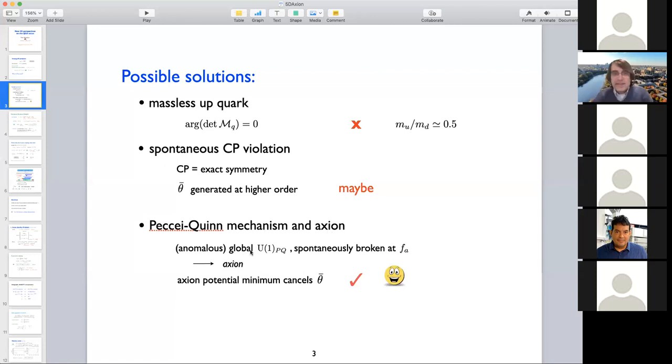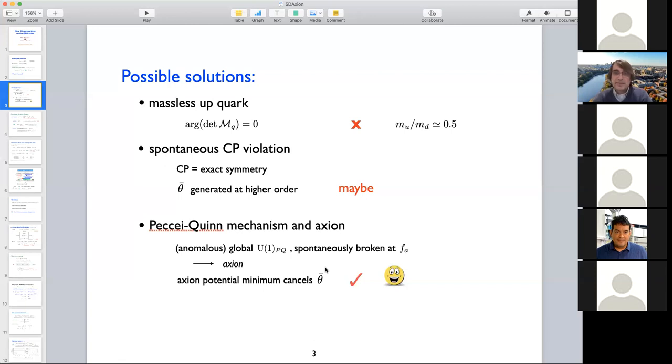the late 70s, early 80s, where you imagine that you augment the standard model with a global U(1) symmetry, which is the Peccei-Quinn symmetry. This symmetry is spontaneously broken at some high scale, which I refer to as f_a. When you spontaneously break a global symmetry, you produce an axion. This axion can have a potential. QCD can generate a potential for the axion, and it turns out that at the minimum of the potential, you can precisely cancel theta bar. And that's a very nice mechanism.